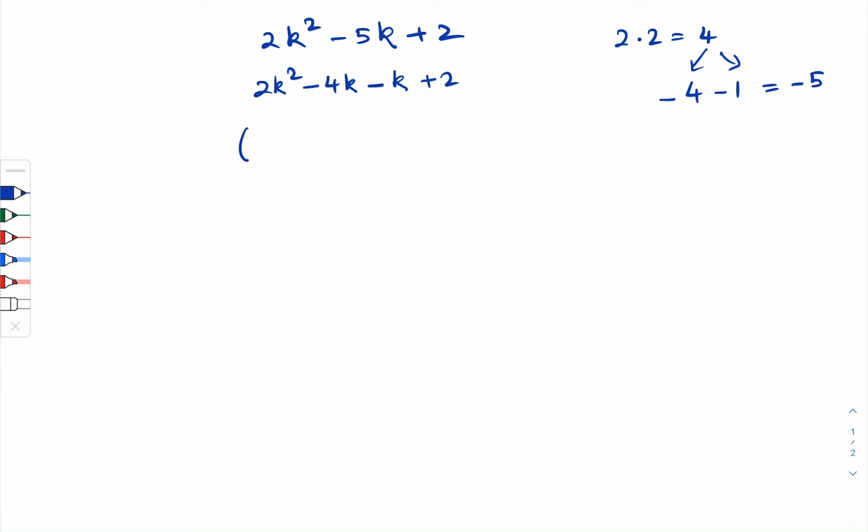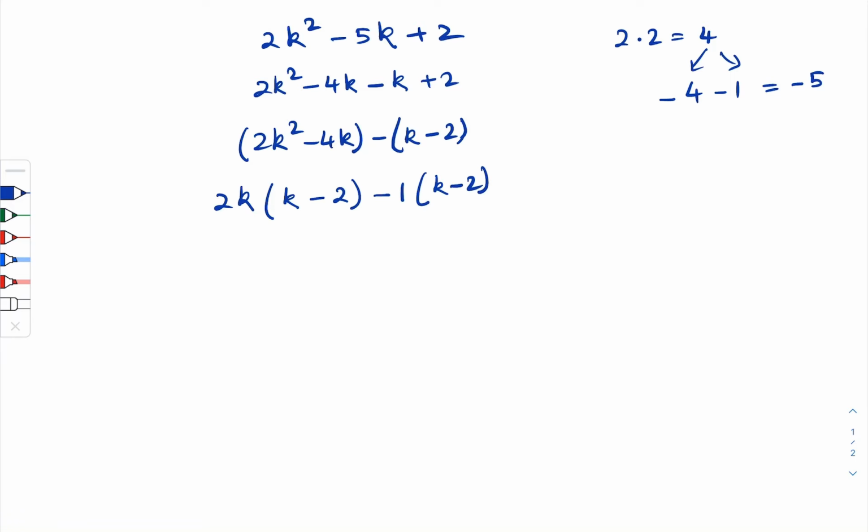Now I'm going to group them. So 2k squared minus 4k, and then because of the negative sign, the sign of the 2 is going to flip when I put it in parentheses. So k minus 2. Now I'm going to pull out common factors. For the first one, I pull out 2k, which leaves behind k, and the second one I get 2. For the second one, I can't pull out anything, so I have to pull out 1.